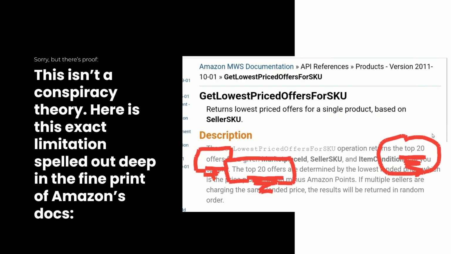This is not a conspiracy theory, okay? So this is a screenshot from Amazon's documentation for software developers that spells this out. This is buried deep in the fine print, but it's a very real thing. They refer to it as the top 20 offers, or they spell it explicitly here. Anything that's not in what they call the top 20 offers will not be shared, period. And a large percentage of FBA offers are not in that top 20.